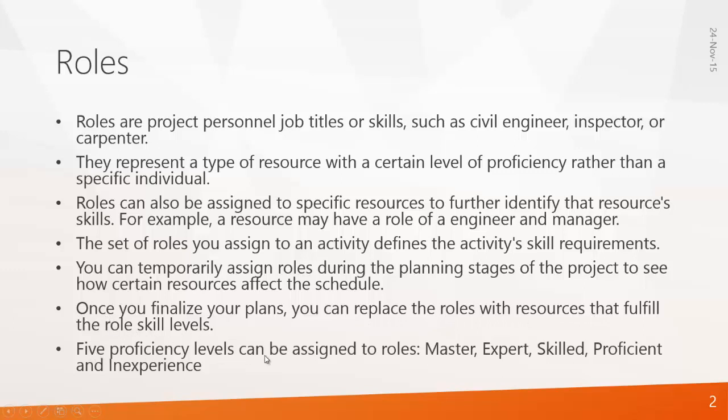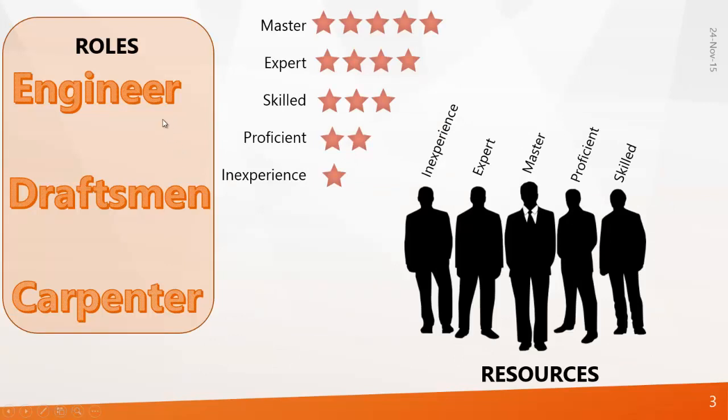Five proficiency levels can be assigned to roles, that is master, expert, skilled, proficient and inexperienced. So engineer, draftsman, carpenter, these can be considered as roles, and people who work in the project can be considered as resources. And you can assign these resources to the roles based on their proficiency. That is inexperienced for freshers, proficient, skilled, expert and master.